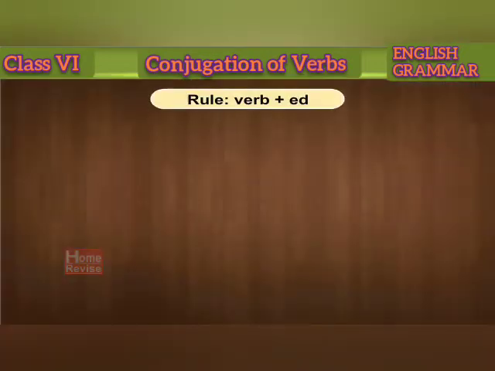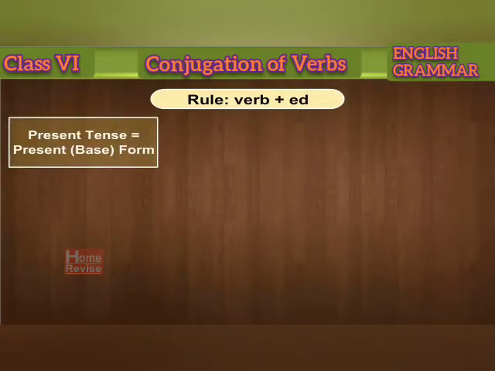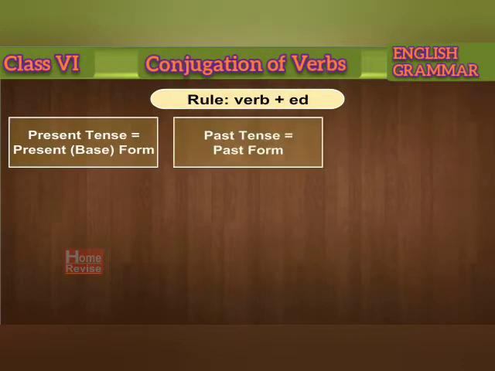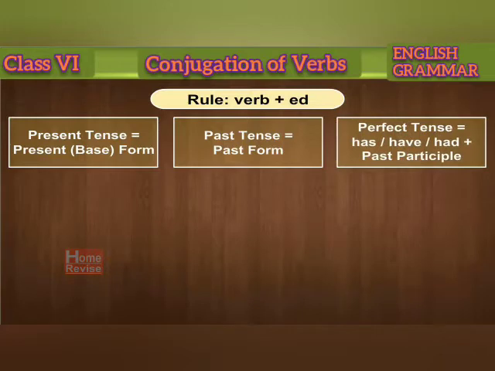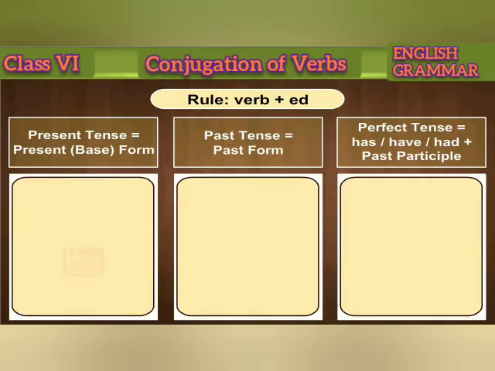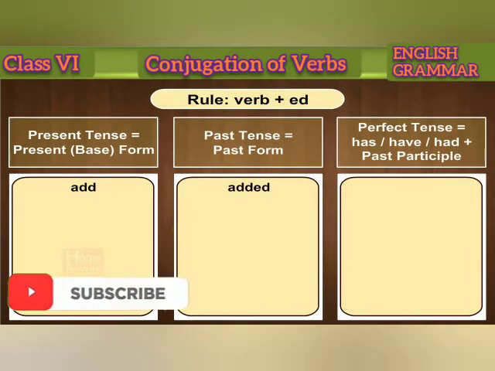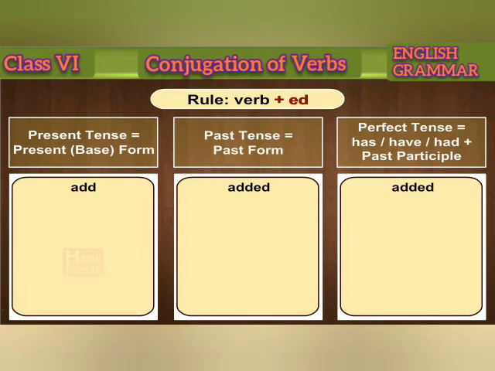Rule: verb plus ed. Present tense, present base form. Past tense, past form. Perfect tense: has or have or had plus past participle. Present base form: add becomes added by adding ed to make the past form, and ed is added to add to make the past participle form.